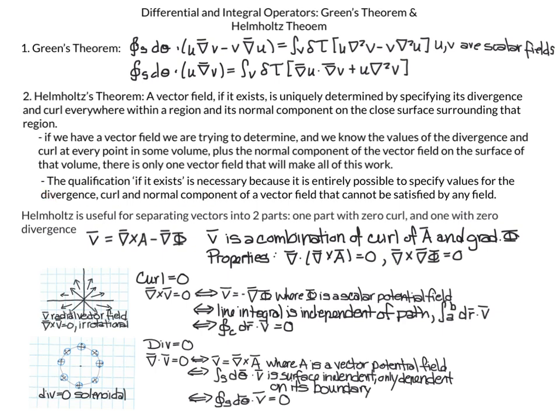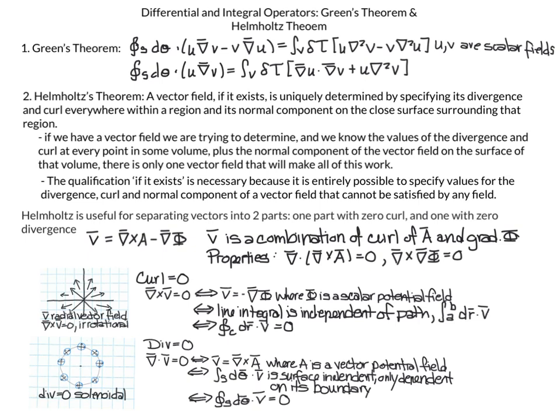And then the last topic was that Helmholtz is useful for separating vectors into two parts, one part with zero curl and one part with zero divergence. So we wrote our vector as equal to the curl of some vector potential field minus the gradient of some scalar potential field.